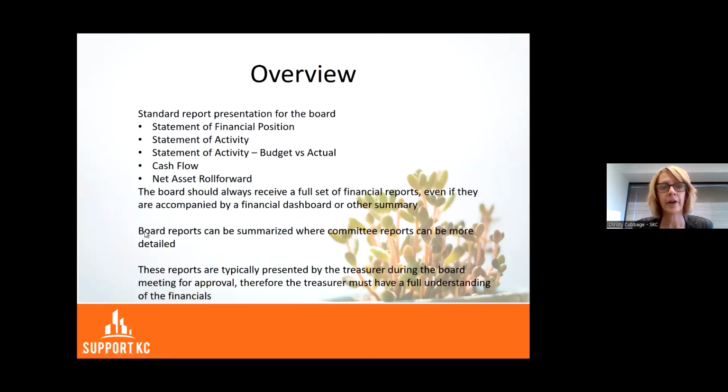The next slide is a list of some standard reports that we would typically do for an organization. The statement of financial position, a statement of activity, a statement of activity budget versus actual. And as a board member, I would also ask, is there a budget? Because if there is not a budget, there should be a budget, even if it's kind of a napkin budget that you can see and really gauge, are you reaching your strategic goals against a budget?